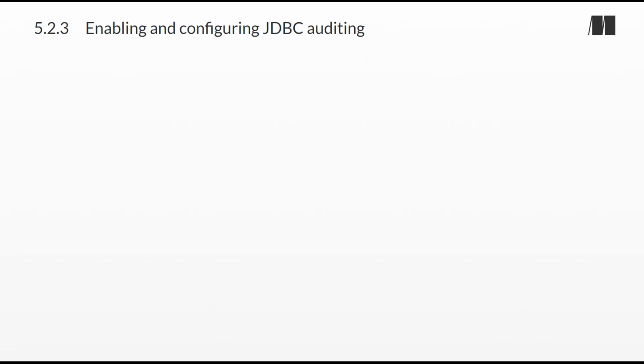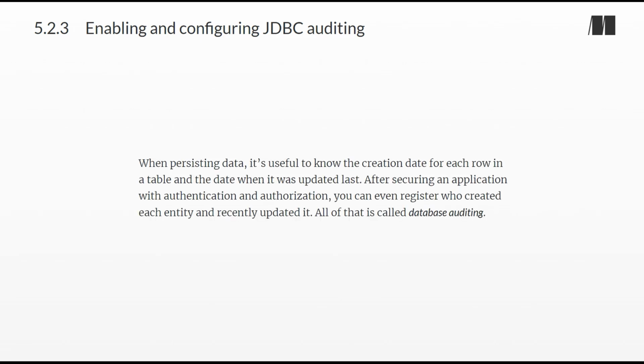Section 5.2.3. Enabling and configuring JDBC auditing. When persisting data, it's useful to know the creation date for each row in a table and the date when it was updated last. After securing an application with authentication and authorization, you can even register who created each entity and recently updated it. All of that is called database auditing.